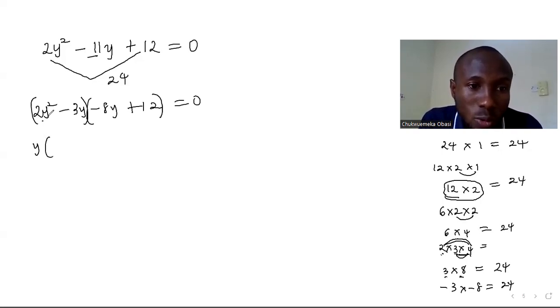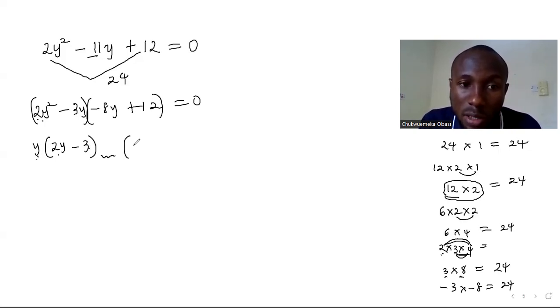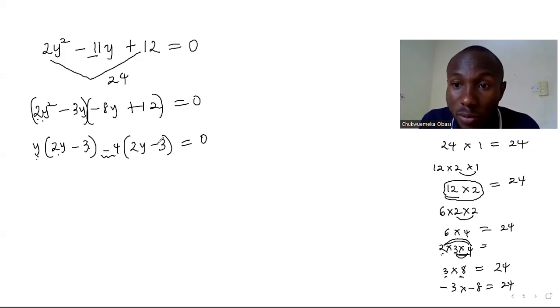When 2y squared is divided by y, I'll be left with 2y. When 3y is divided by y, I'll be left with 3. Let's confirm: y times 2y is 2y squared, y times 3 is 3y. So leave a space here and paste whatever you have in the first parenthesis here. What will you multiply with 2y to get minus 8y? That's minus 4. Minus 4 times 2y will give me minus 8y, and it works for the other guys too.